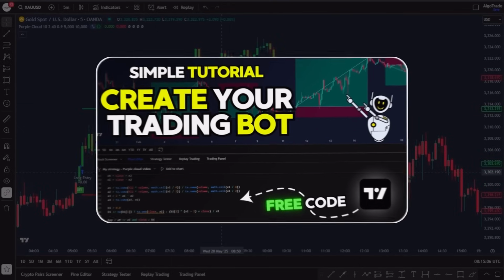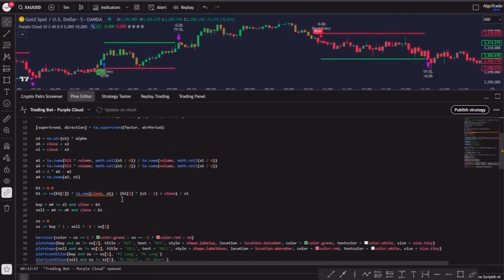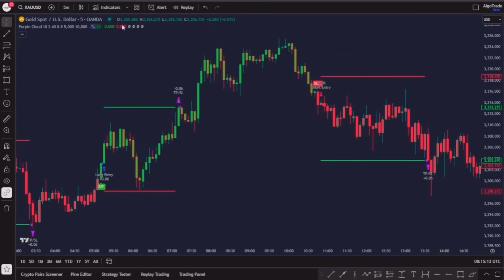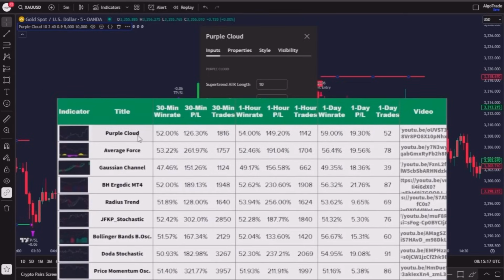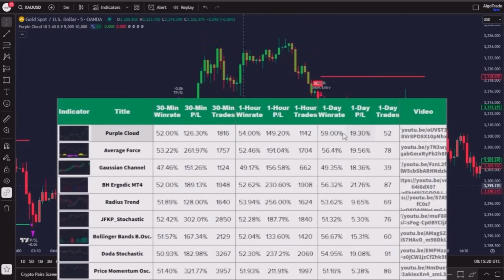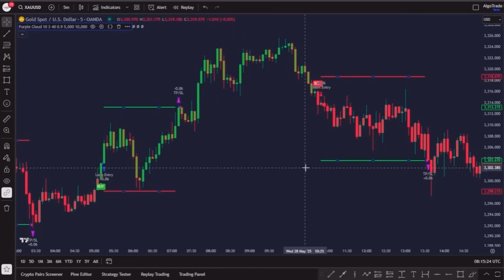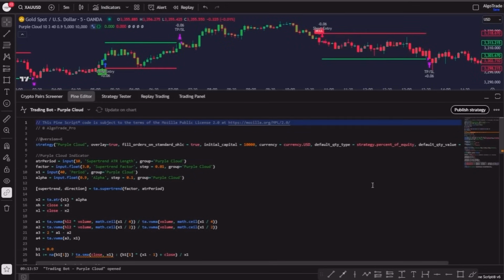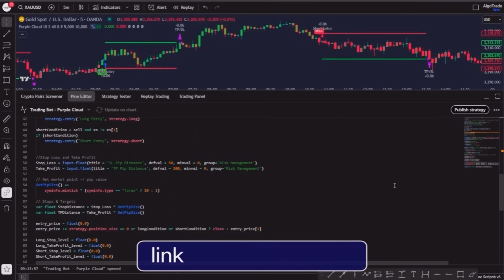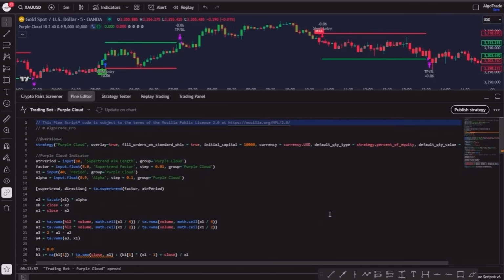For those of you who watched our previous tutorial, you'll remember that we built a brand new PineScript strategy using our custom purple cloud indicator, which, by the way, is still the top performer in our testing series. That indicator gives us clean buy and sell signals directly on the chart, and in that video we also coded fully automated stop losses and take profits. If you don't remember or maybe you missed it, I've left the link in the description. And so today we'll continue our work.